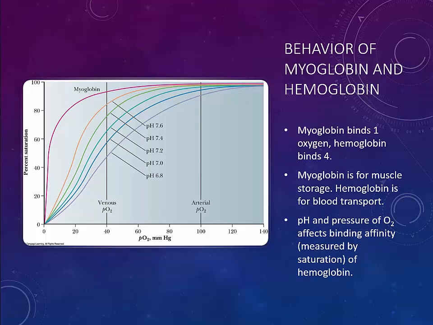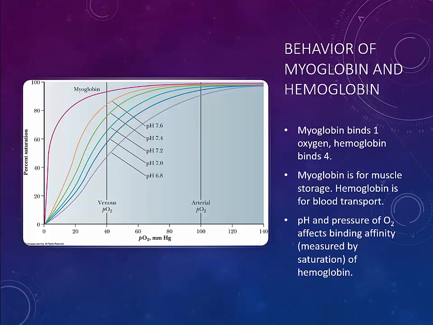Alright, let's consider how myoglobin and hemoglobin differ in the binding of oxygen. We know the following. Myoglobin binds 1 oxygen and hemoglobin binds up to 4. Myoglobin is for muscle storage of oxygen and hemoglobin is for blood transport of oxygen. Now looking at this graph, we see that percent saturation of hemoglobin, the yellow to violet lines, changes based on partial pressure of oxygen and on pH. Notice the difference between venous, low pressure, and arterial, high pressure.